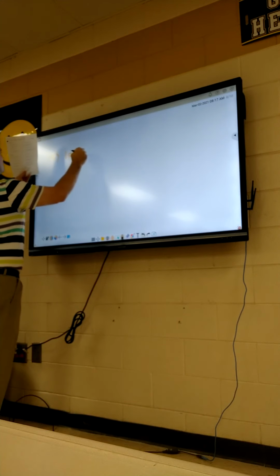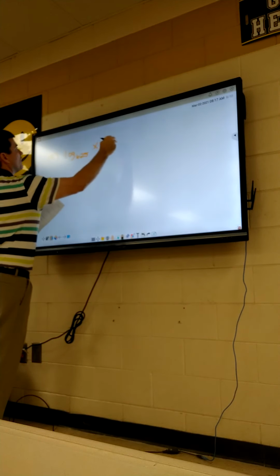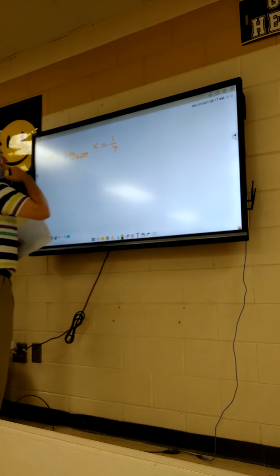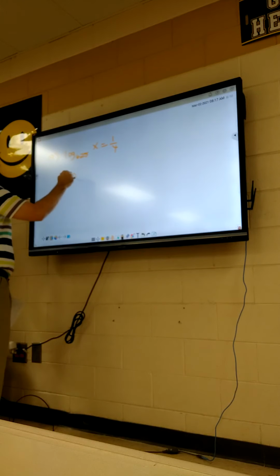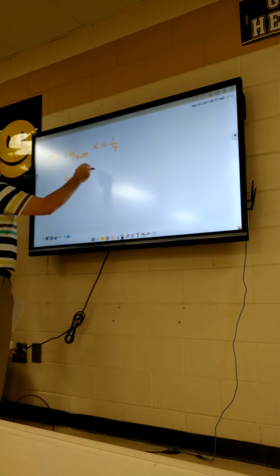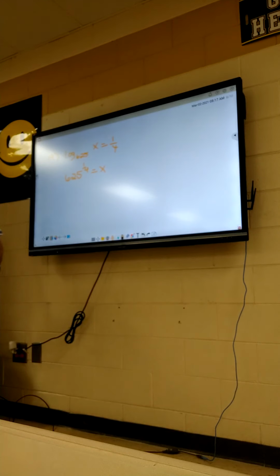Log base 625 of x equals 1/4. All right, so that'll be 625 to the 1/4. My bad, this is one of the easy ones. Anytime you get the x by itself, and the x is already by itself, you just got to type in 625 to the 1/4. Somebody do that for me.